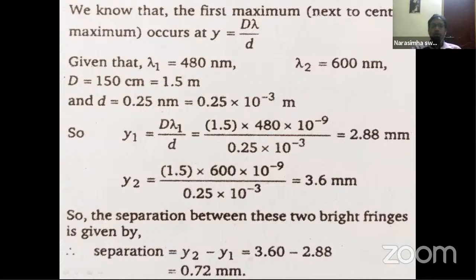I hope you understood what the problem is asking. Two wavelengths are given. Because of the two wavelengths, interference occurs and we see the interference pattern on the screen. From the center maximum, these two fringes form on the screen at different distances, y1 and y2. The question asks for the separation between these two bright fringes.